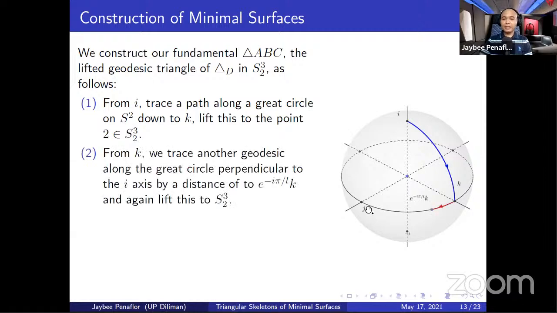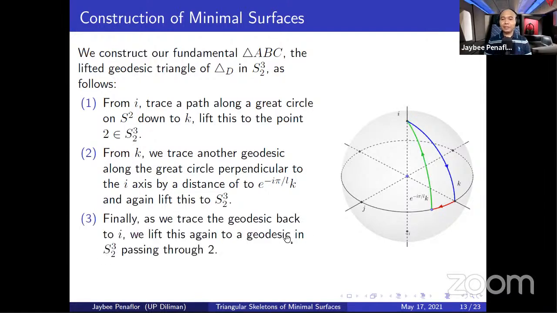Second, coming from K, we move to e to the negative pi over L times K, which is essentially a distance of pi over L from K. Then, because of lemma 2.4, we can lift this uniquely to another geodesic in S^3_2. Finally, from this point, we go back to I. Because it goes back to I, this can again be uniquely lifted to another geodesic in S^3_2 going through the point 2.